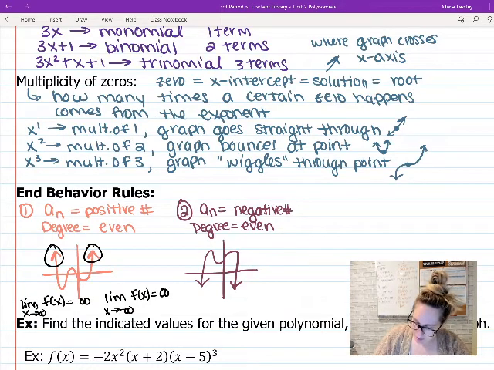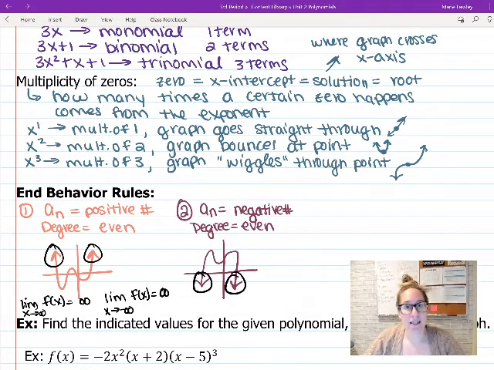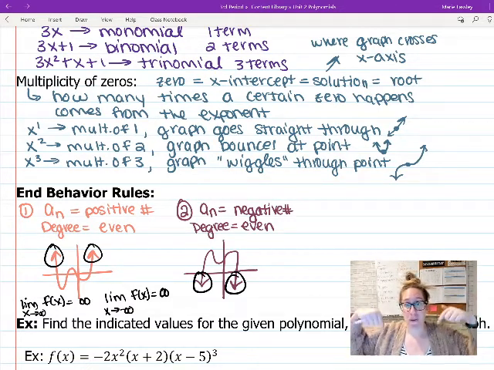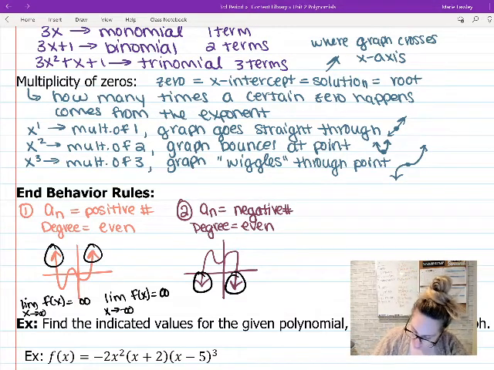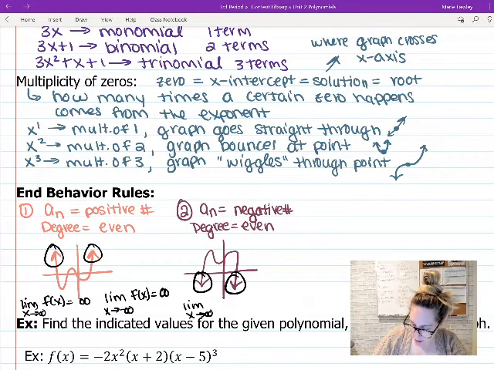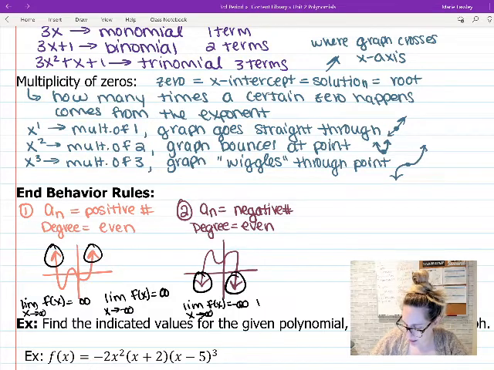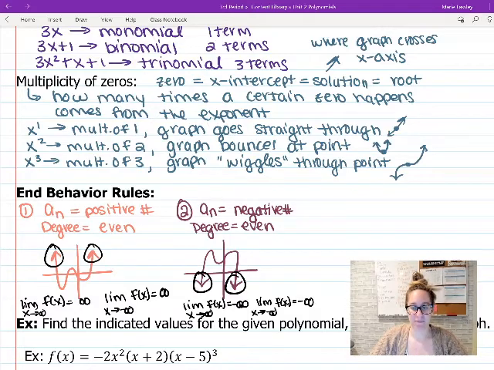But like I said, no matter what type of polynomial you have, if it has an even degree and that leading coefficient is negative, your endpoints point down on both sides. So the limit as x goes to infinity of f of x is negative infinity, and the limit as x goes to negative infinity of f of x is also negative infinity.